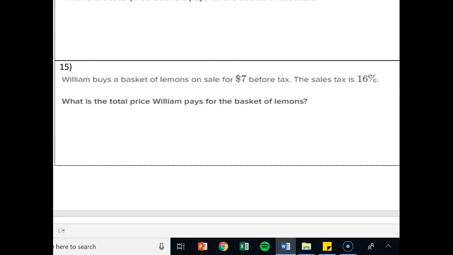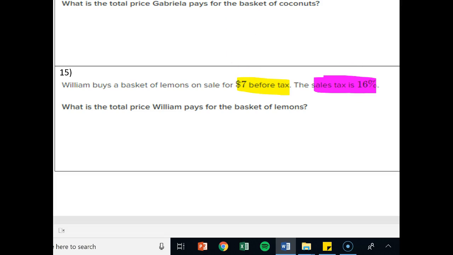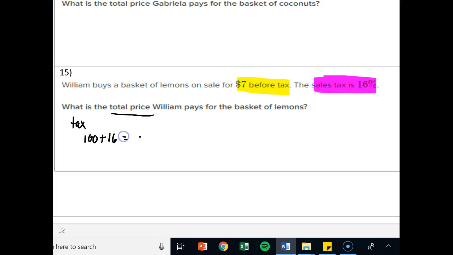All right. And lastly, 15, it says William buys a basket of lemons at $7 before tax. The sales tax is 16%. What's the total price he'll pay for the lemons? So again, we want the end price of this. So if tax is what we're working with, that's 100 plus 16, which means we'll pay for 116% of the normal price. It was $7 or 7.00 times 1.16. 7 times 1.16 gives us $8.12 for the lemons.